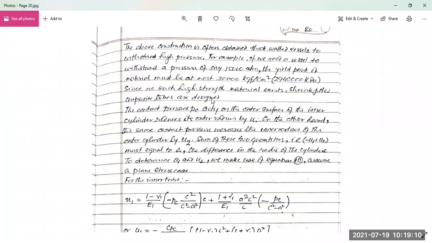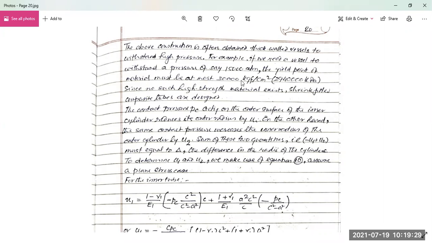are designed. So what do you say? If we want to increase the size of the vessel, whose parts are supposed to withstand such a high pressure, then we need a material which should have such an amount of ultimate strength that it will not fail.